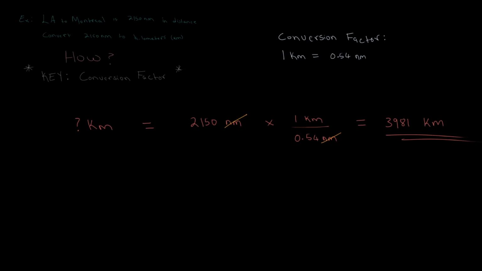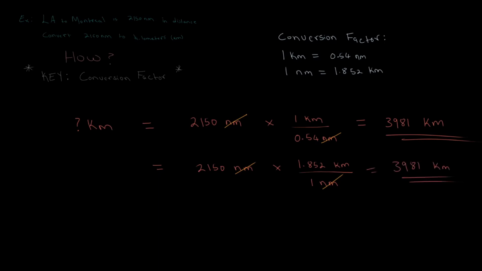As mentioned earlier, we can do our conversion factor the other way around too and still get the same answer. We said earlier that 1 kilometer equals 0.54 nautical miles. Well, we also know that 1 nautical mile equals 1.852 kilometers, so using this in our calculation, we get the following. We multiply 2,150 nautical miles by 1.852 kilometers divided by 1 nautical mile. Again, notice how nautical miles is in the numerator, and then we also have nautical miles in the denominator as well. So they both cancel out, and then we're going to be left with kilometers. Making this multiplication, we get 3,981 kilometers, just like before.